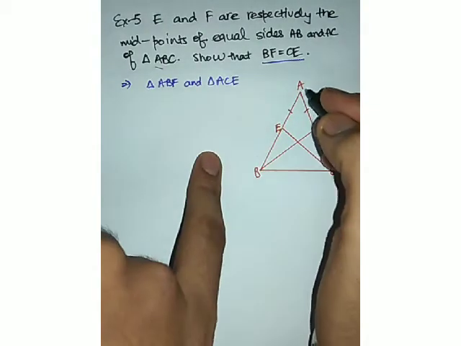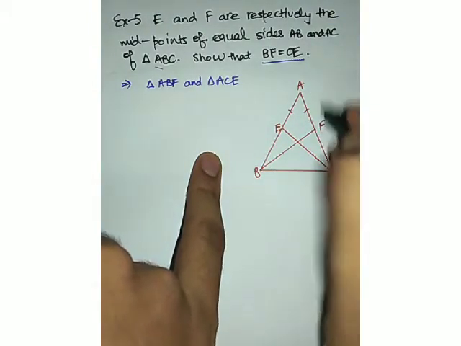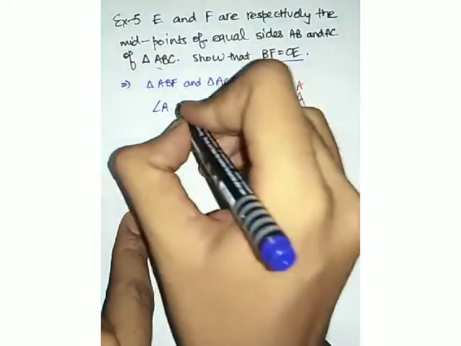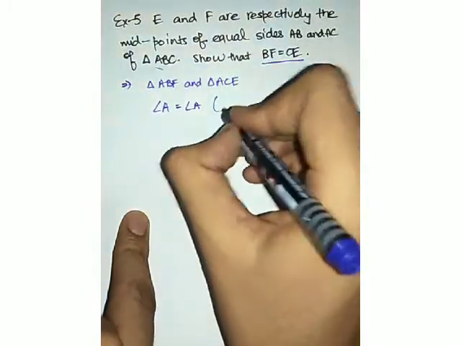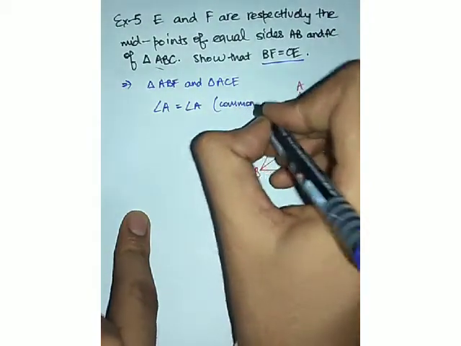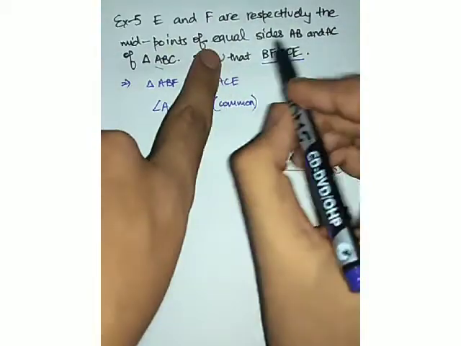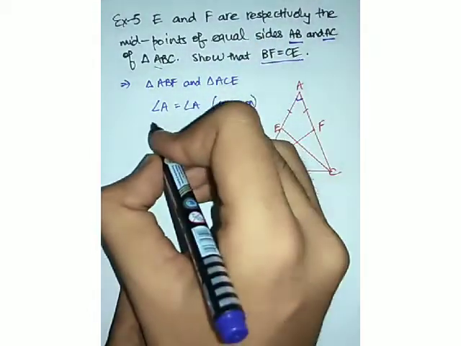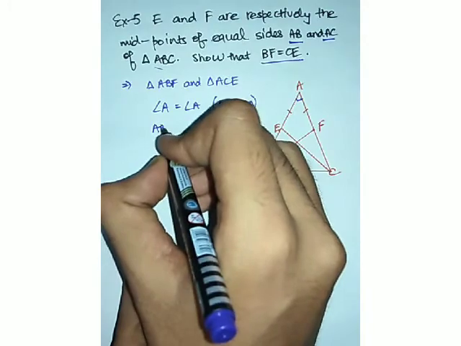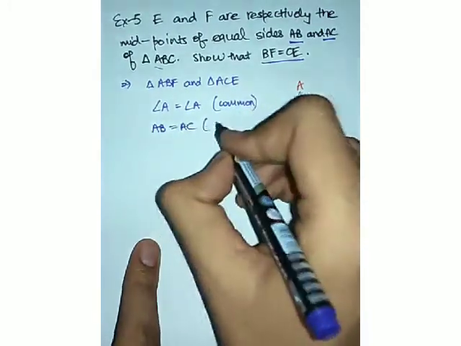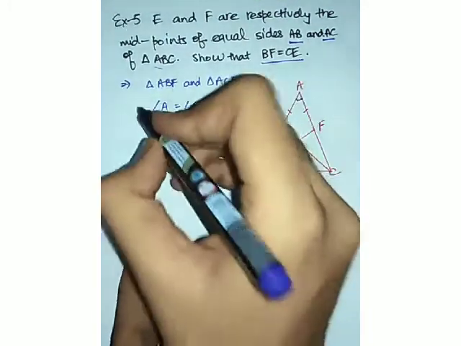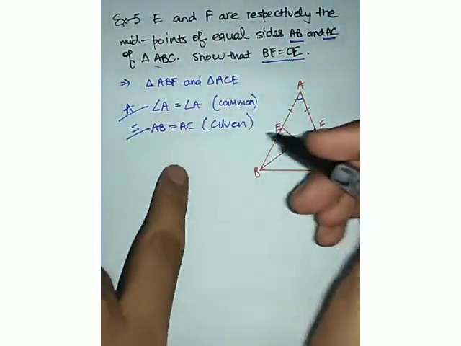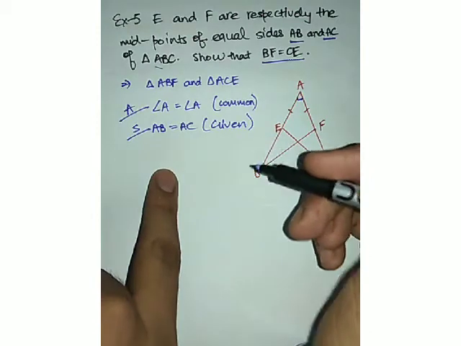So firstly, in ABF and ACE, you can clearly see that angle A is common. So firstly write angle A is equal to angle A, which is very clear. Now the other thing that is already given in the statement is that AB and AC are equal to each other. So you will write AB is equal to AC. Now one angle is done, one side is done. Now let's see if the third one is also a side or an angle.